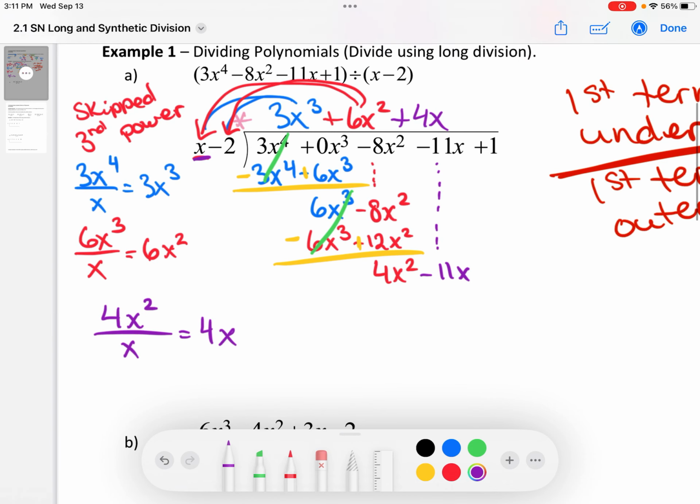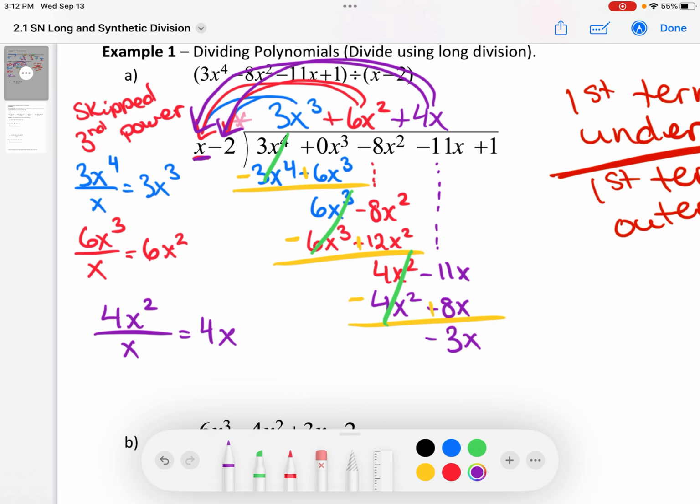Now, distribute this. 4x, it's multiplied by x. It's 4x squared. 4x gets multiplied by negative 2. That's negative 8x. Now we subtract. Subtract, change the sign to subtract. The first terms should zero out. 4x squared minus 4x squared really does zero out. And then do the subtraction. Negative 11x plus 8x is negative 3x.